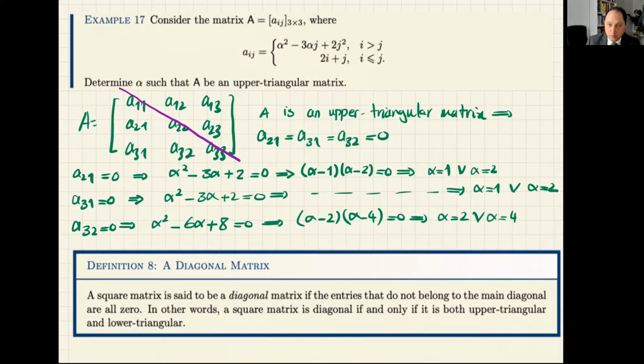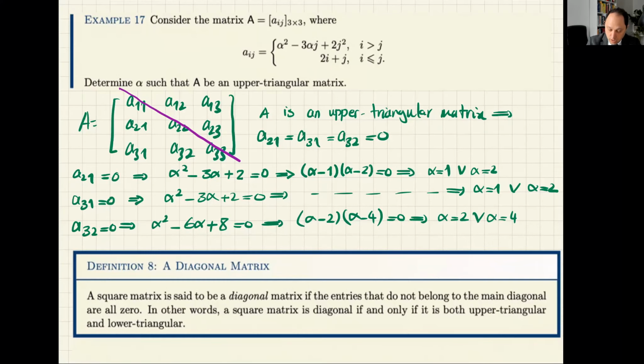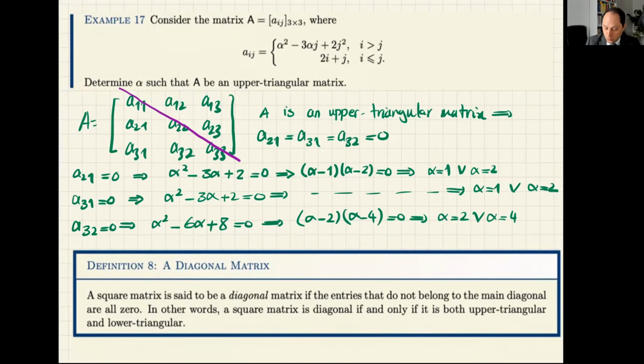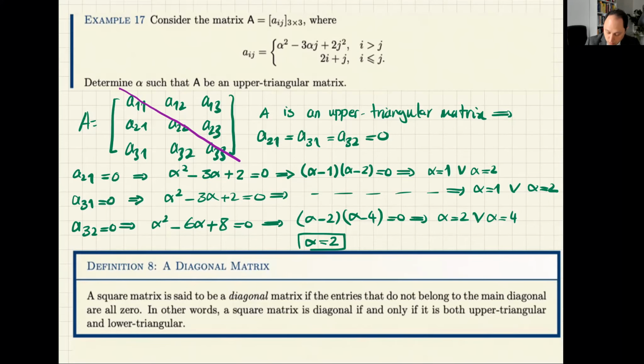But I want to have all these conditions met simultaneously. Yes, I want to have this and this equal to 0. So the only number that I can choose is 2, yes? Because if I choose alpha equal to 2, all of them will work. But if I choose alpha equal to 4, this will work, but neither these two, yes? So this means that finally the answer to this problem is simply alpha is equal to 2. Any questions?